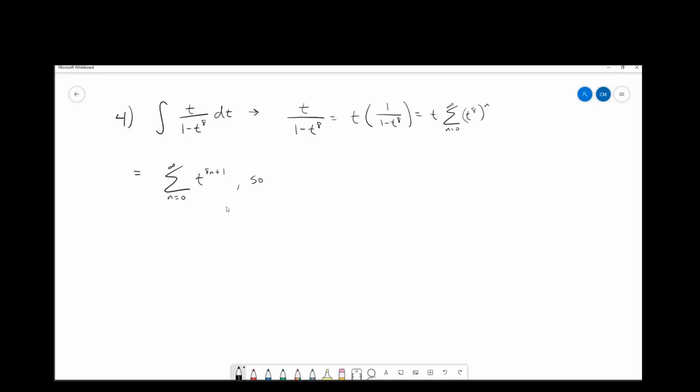So that means the integral of t over 1 minus t to the 8th should be equal to the integral of this power series. So we just said that that's what t over 1 minus t to the 8th is equal to. Everybody with me so far? Any questions?